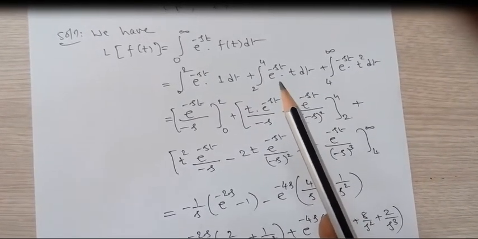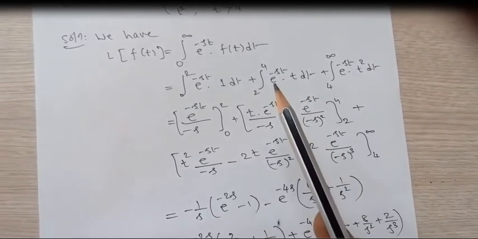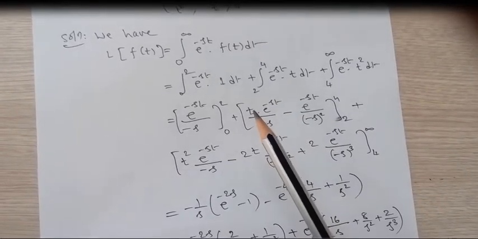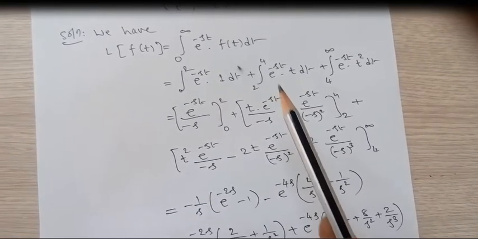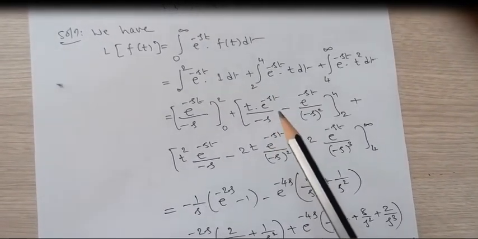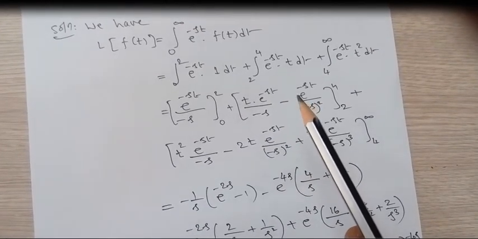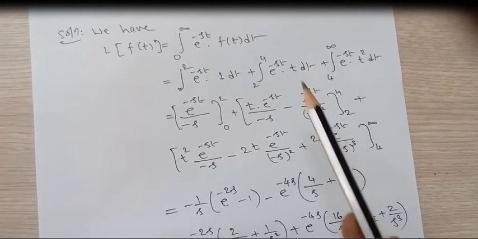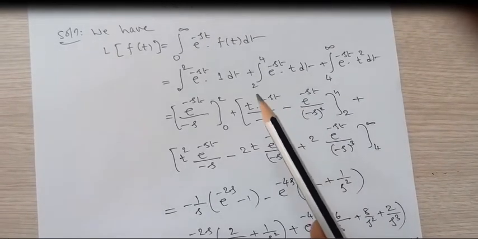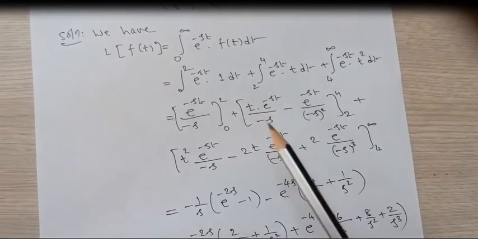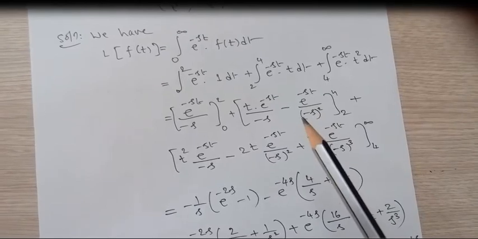And the second integral, e raised to minus st into t dt. Here we have the integration by parts rule. We take this as the first function and this as the second function. By the rule, first function into integration of second function. Integration of the second function is e raised to minus st divided by minus s. Minus, by the rule, the differentiation of t, which is 1 here, and the integration of this with respect to dt is e raised to minus st divided by minus s.